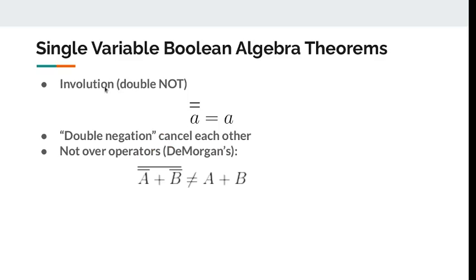Also, following this, still in single variable Boolean algebra, the involution, or the double not, can cancel each other. So you have the A, for example, and you have a double negation, or a double complement, or a double not. It's equal to the same variable. So the nots cancel each other, the double negation cancels itself.